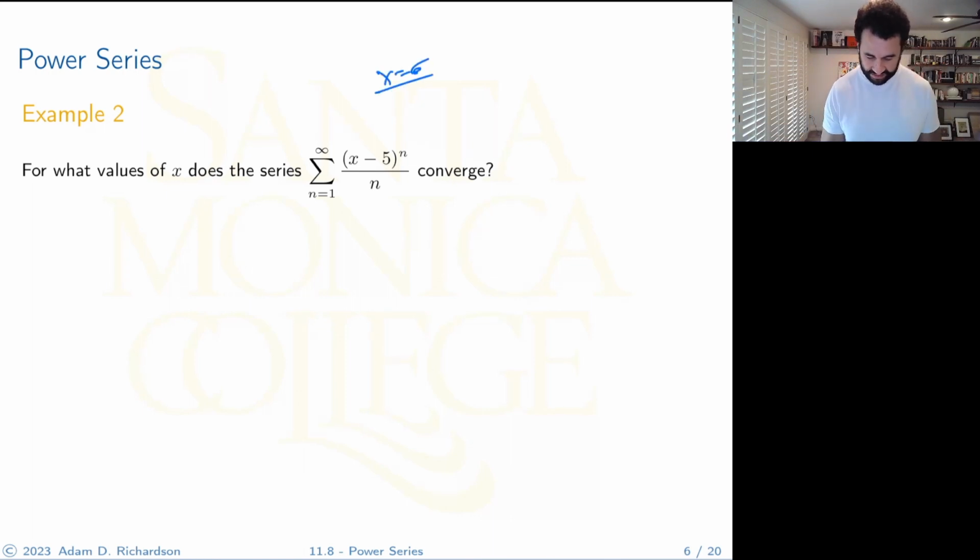If x is 6, I get 6 minus 5 to the n, which is just 1 to the n, which is 1. So when x equals 6, what we get is this, which is the harmonic series, which diverges. Okay, so it diverges there, but what about other values of x? Are there values of x for which it converges? Yes, there are. Let's find them.